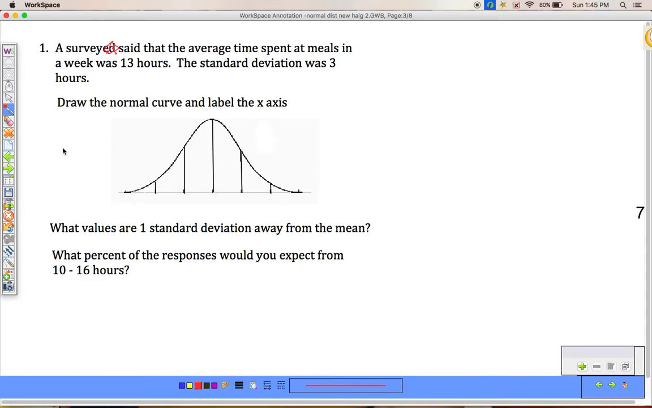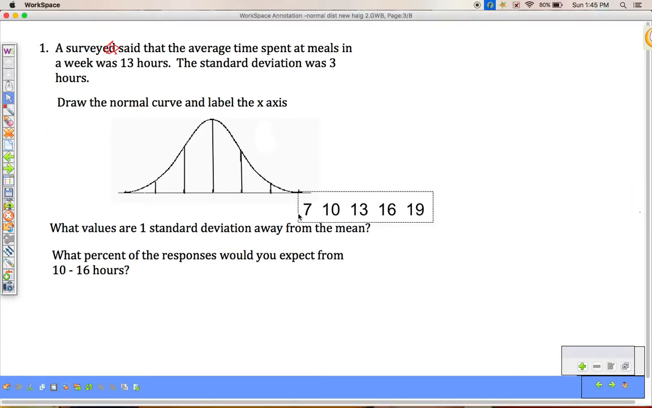All right, so there was a survey put out asking how long people eat meals during a week, breakfast, lunch, and dinner. The average time spent on our meals was 13 hours, and the standard deviation is 3 hours. So we're going to put 13 in the middle, and then we'll do 2 standard deviations in both directions. 13 is the middle, up 3 and up 3. 13, down 3, down 3.